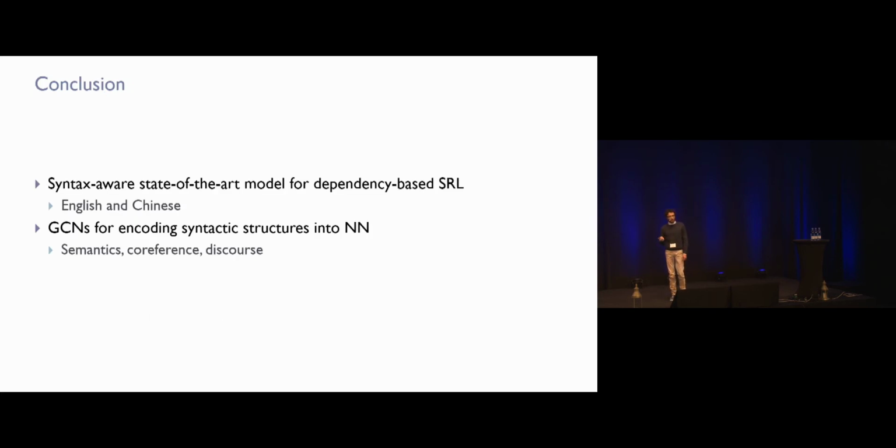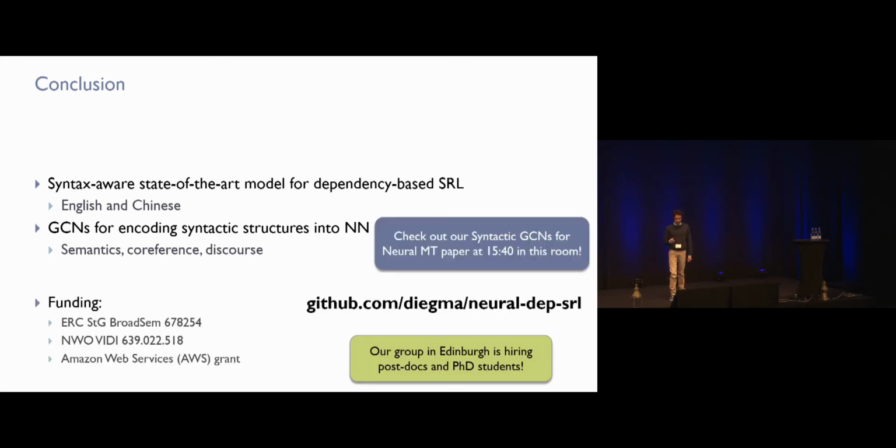To conclude, we proposed a syntax-aware, state-of-the-art model for dependency-based semantic role labeling. We got state-of-the-art performance on English and Chinese, and we did this using graph convolutional networks for encoding syntactic structure into neural networks. The interesting thing about this model is that you can encode semantics, coreference, and discourse as other linguistic structure into your neural network.